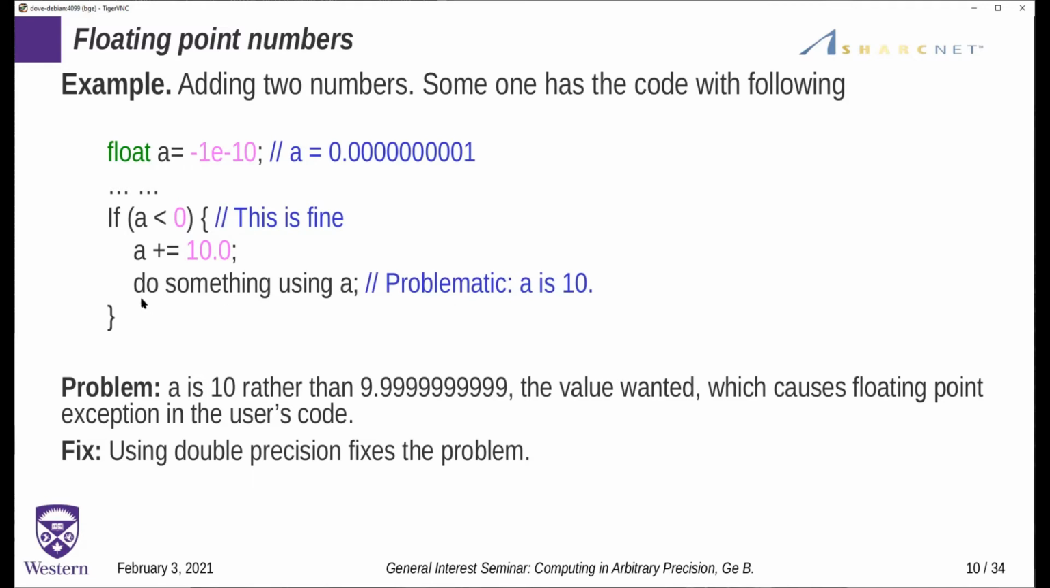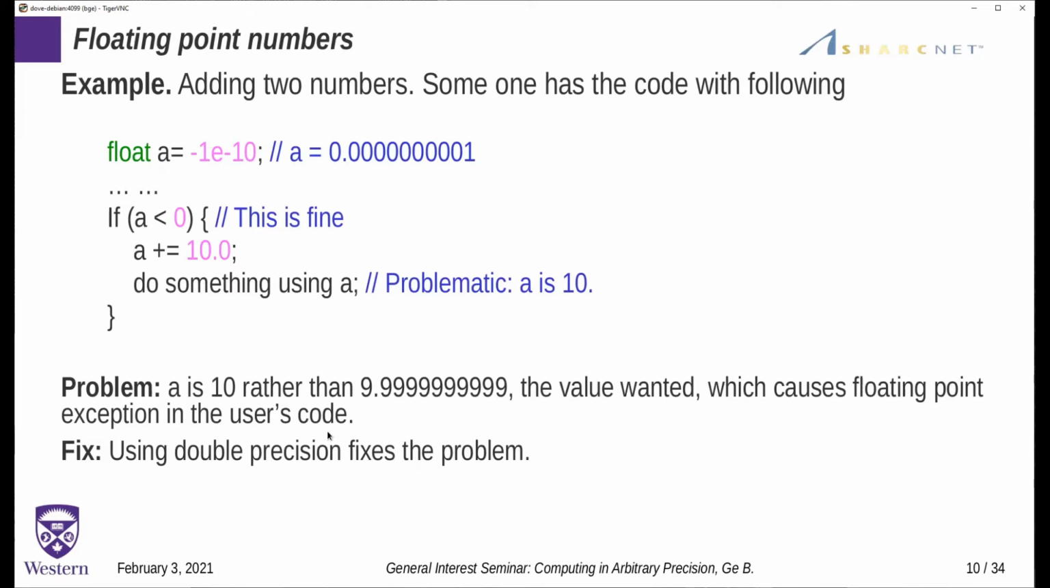For example, if there's a division or something, this could be problematic. When A is small and a big number is added to A, the result is that number, not A anymore. The result is 10. So afterwards, A is 10, rather than 9.99999, and this could cause a floating point exception in that user's code.